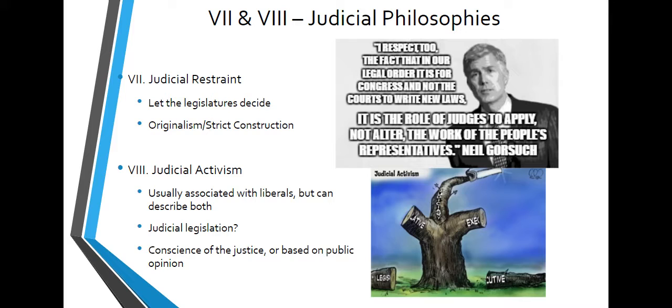So judicial restraint is defer to the legislatures and let them make policy, and try not to make policy from the courts, right? Try not to get too involved in policymaking. So that would be summarized by this quotation from a current Supreme Court justice named Neil Gorsuch. "It is the role of judges to apply, not alter, the work of the people's representatives." You get that sense of deferring to the elected representatives of the people.